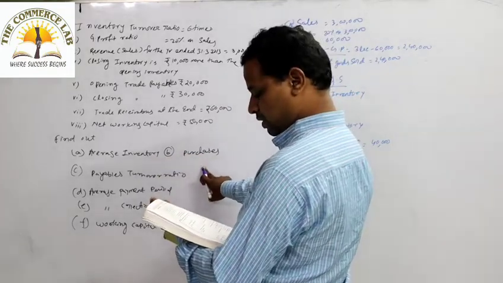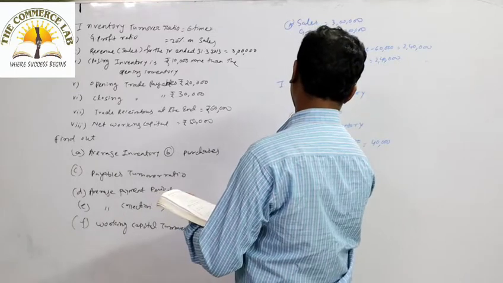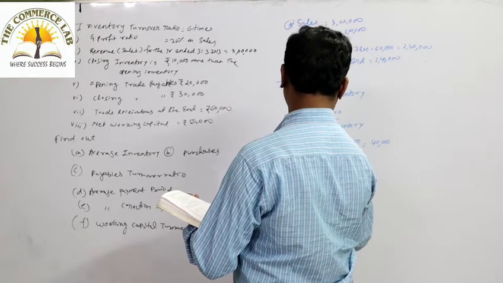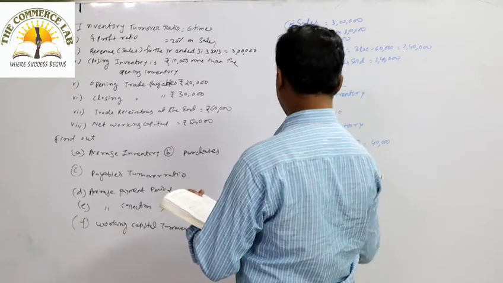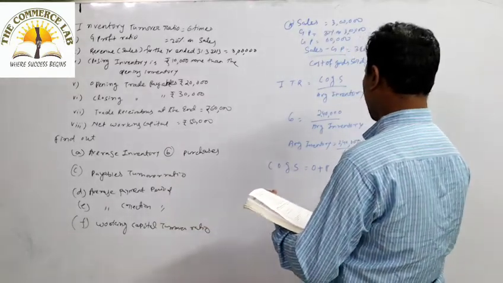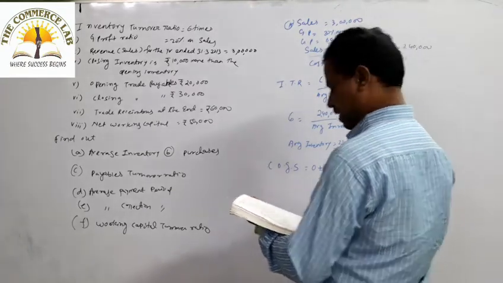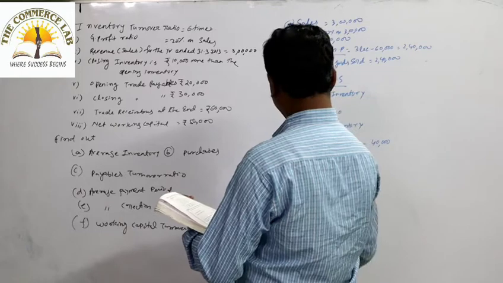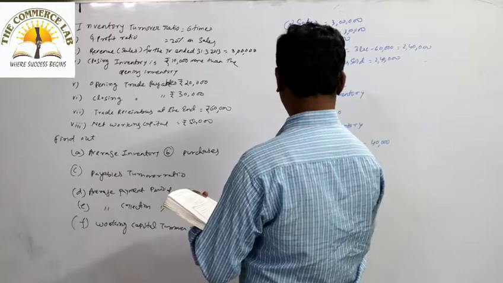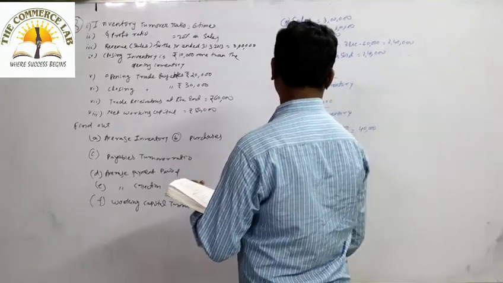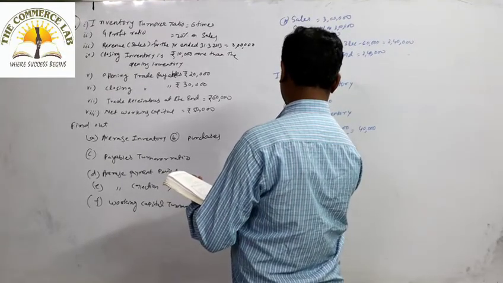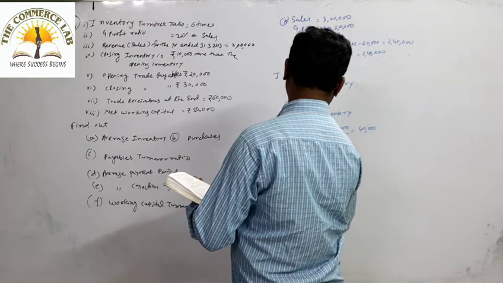Next bit is we have to calculate the purchases. We also know the cost of goods sold is opening inventory plus purchases minus closing inventory. So opening inventory we have to find out and closing inventory we have to find out. Okay, so average inventory, how much did we get? 40,000.